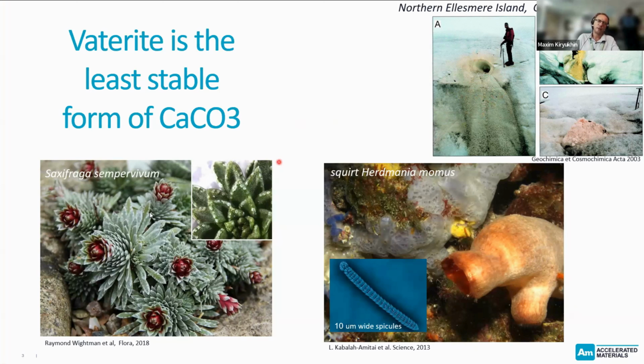Also some plants and animals are producing Vaterite, like for example, this plant growing in the mountains area of the Alps. It has calcium carbonate crystals at the ornament of the leaves, and these crystals are made of pure Vaterite. These needle-like structures are made of Vaterite. They cover these squirts living in the deep seas.